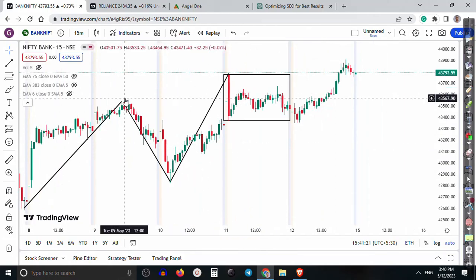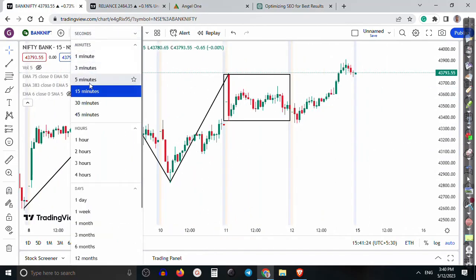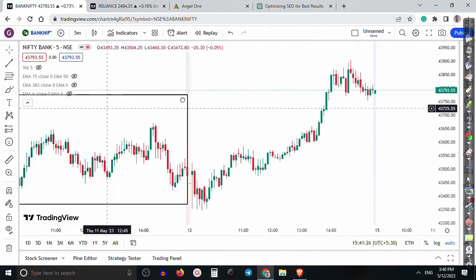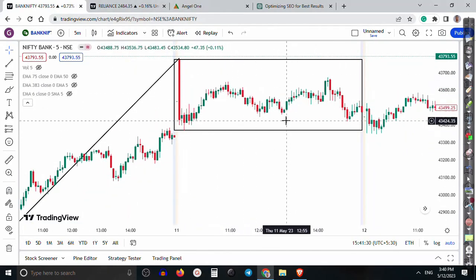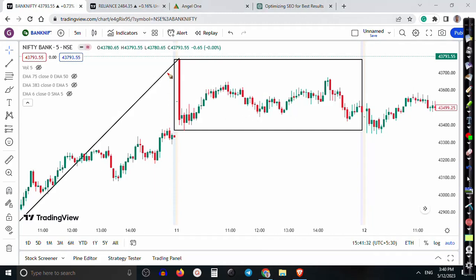So here, let me zoom a little bit. Means they are running an uptrend, and this is the 5-minute chart. Now you can see 5-minute chart. That was our trading session. Okay, that was our high and that was our low.